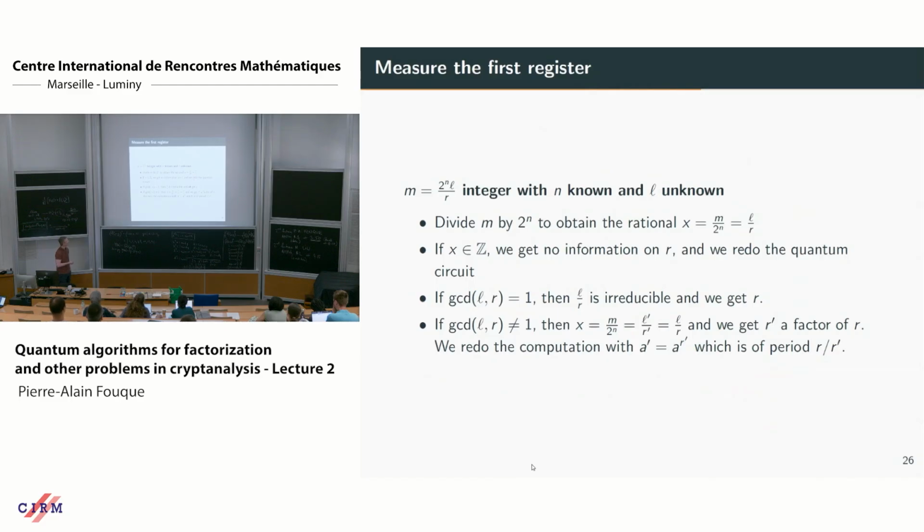And in the second case, the two elements are not coprime, but I can still recover this fraction, and from it I will recover r prime, which is a factor of r. Once I have a factor of r, I can reduce the algorithm with just this element to recover the remainder of the period. So you understand how it works?